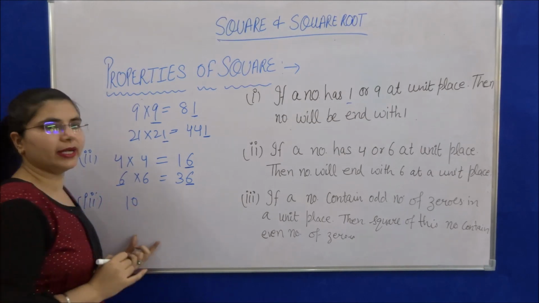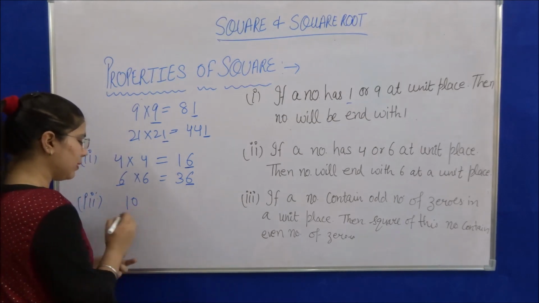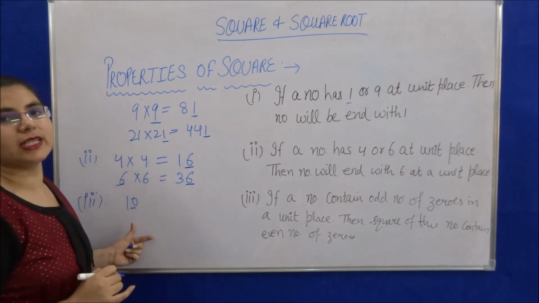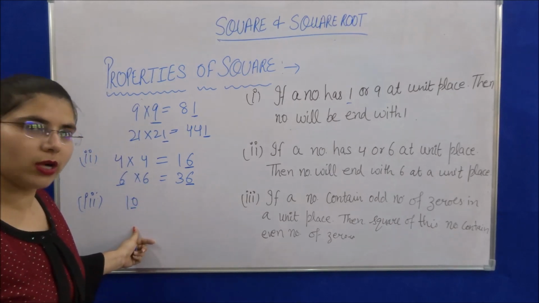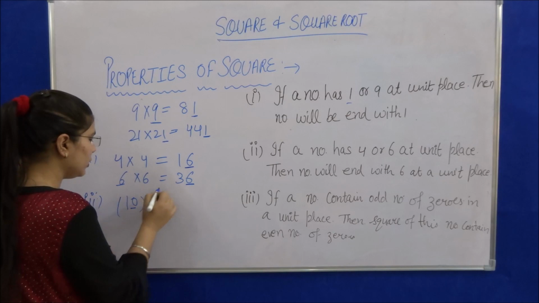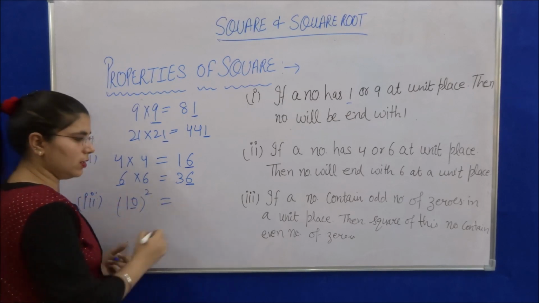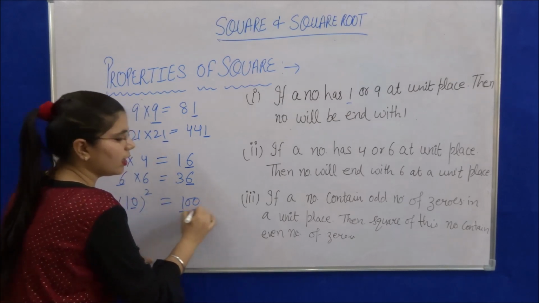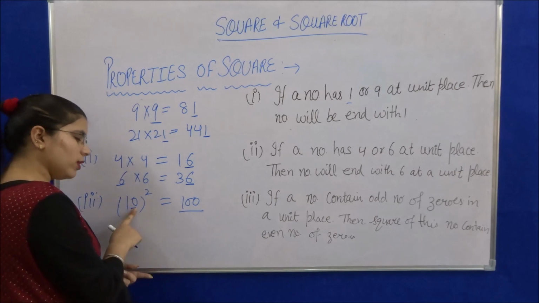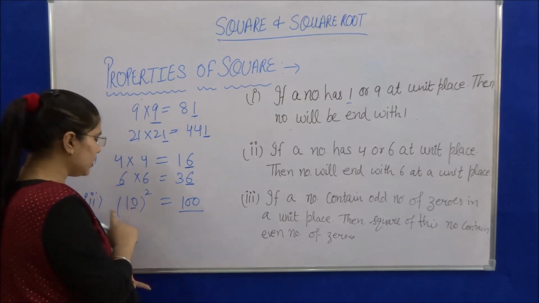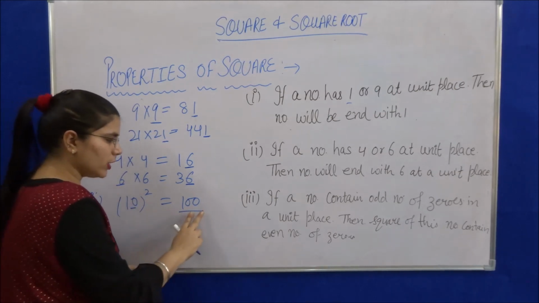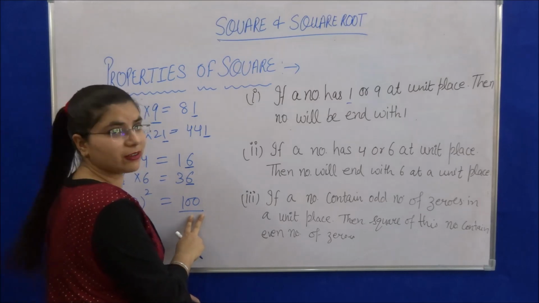Suppose we have a number 10. So in this 10 we have only one zero present, which is an odd number. Now when we take the square of this number, we get our product 100. So here only one zero is present, but after squaring this number we get 2 zeros, which is an even number.